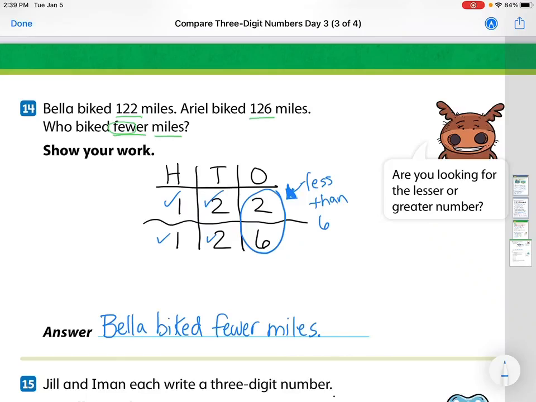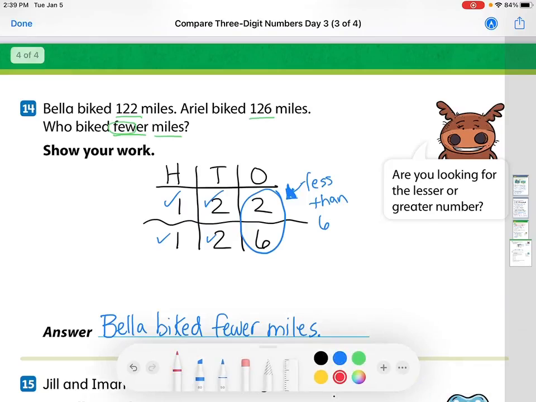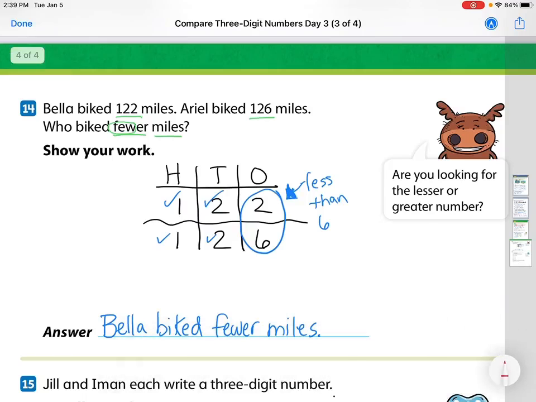Okay, I hope you finished solving the problem. And I just decided to do a place value chart and compare my numbers that way. So I put Bella's number in at the top, and Bella had 100, 2 tens, and 2 ones. And then Ariel's number I put in the bottom, and Ariel had 100, 2 tens, and 6 ones.